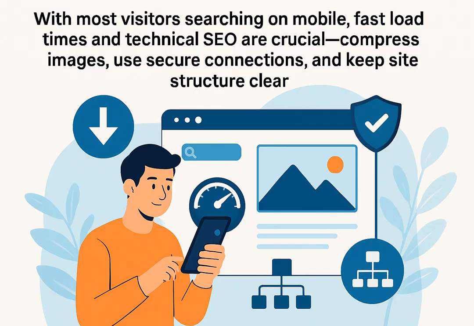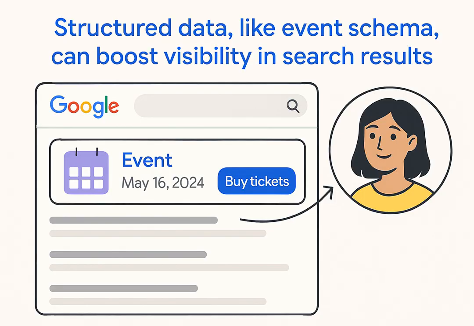With most visitors searching on mobile, fast load times and technical SEO are crucial. Compress images, use secure connections, and keep site structure clear. Structured data, like event schema, can boost visibility in search results by displaying dates and ticket links directly in Google.